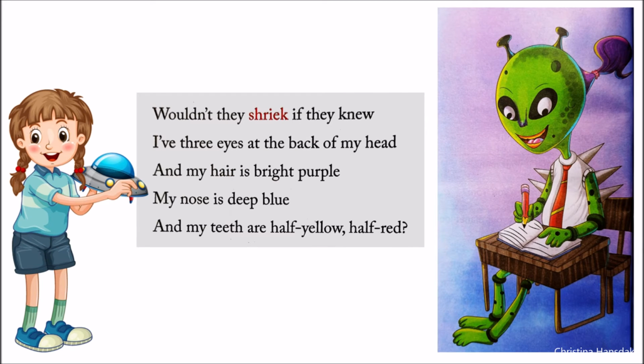In the second stanza of the poem, the poet tells us that the child Marrog says that everyone would scream if they knew he has 3 eyes at the back of his head. His hair is purple, his nose a deep blue, and his teeth partly yellow and partly red.